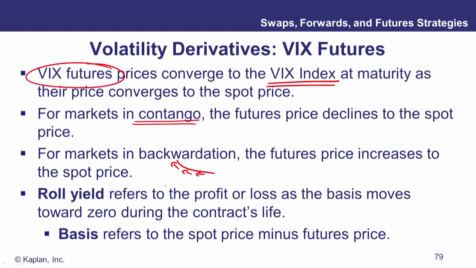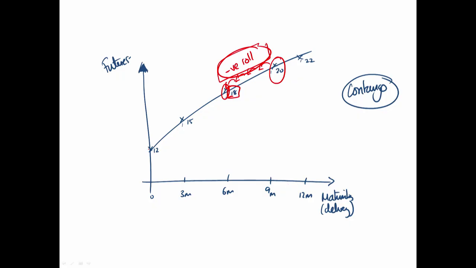So yes, we know what roll yield is. It's the profit or loss as the basis moves towards zero. So they're using the term basis here, which represents the difference between the spot volatility right now, and the forward volatility. As this basis approaches zero, as we roll down the curve, you will suffer a negative roll yield in a contango market.